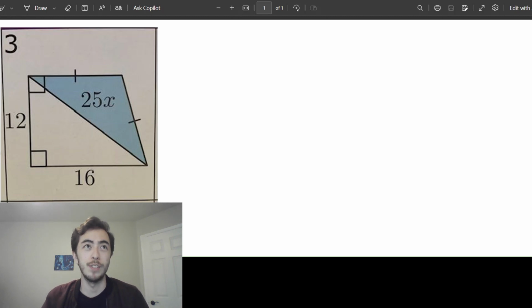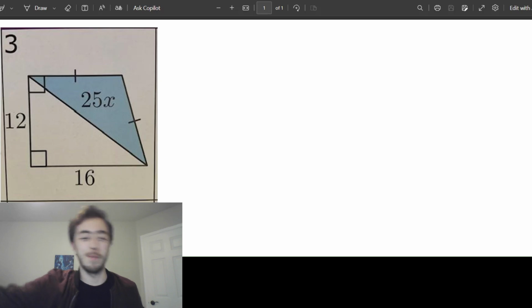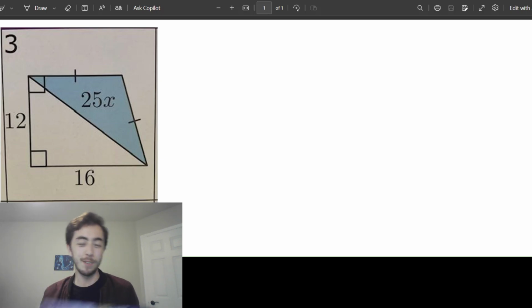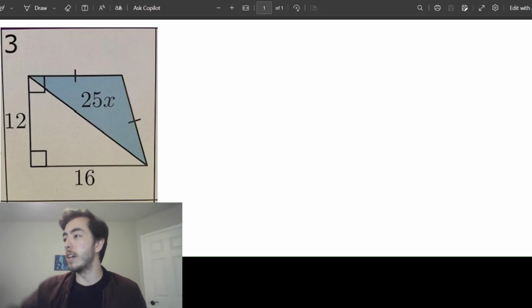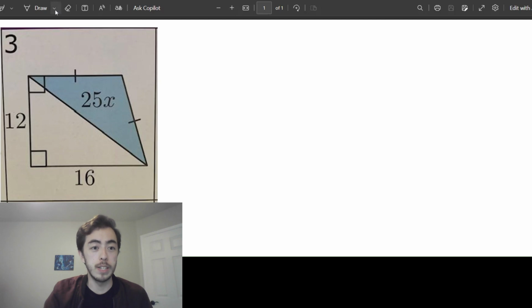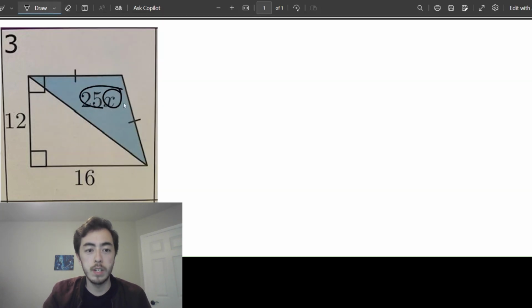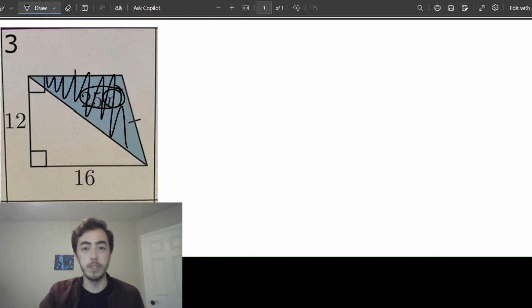Today is July 3rd, and we're solving problem number 184 from the Daily Epsilon calendar. We need to show why x is supposed to be equal to 3 today. I'm seeing if x is 3, this number is 75, and I'm pretty sure the problem makers are saying that the area of this triangle here is supposed to be 75.